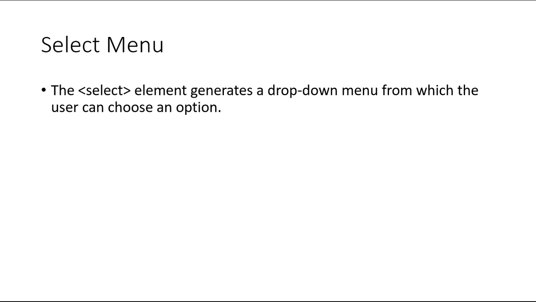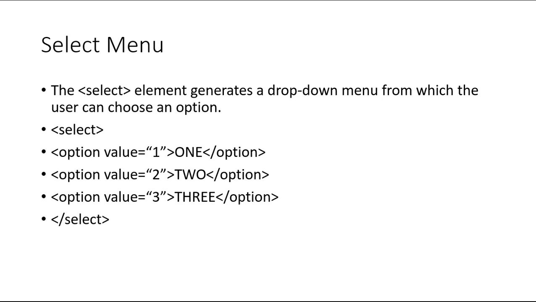This is a series of UI technologies and today we are going to learn selection menu controls. So let's begin the session. First we will understand the select menu. The select tag generates a drop down menu from which the user can choose an option. Select opening, then we have options 1 2 3, then closing select. This is the syntax of the select element.